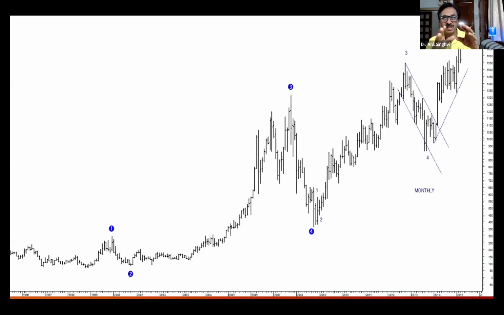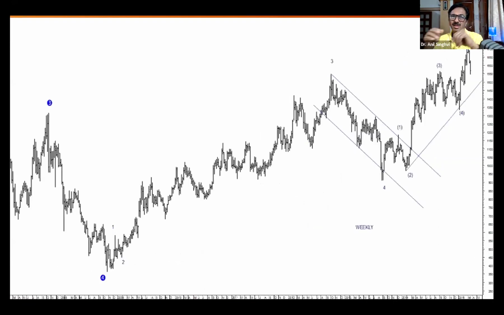So what we'll do is the monthly ka jo 5th wave hai, we'll take that part of the price action on the right side and see the weekly chart of that. So this is the weekly chart. And this is also pretty much 5 waves.